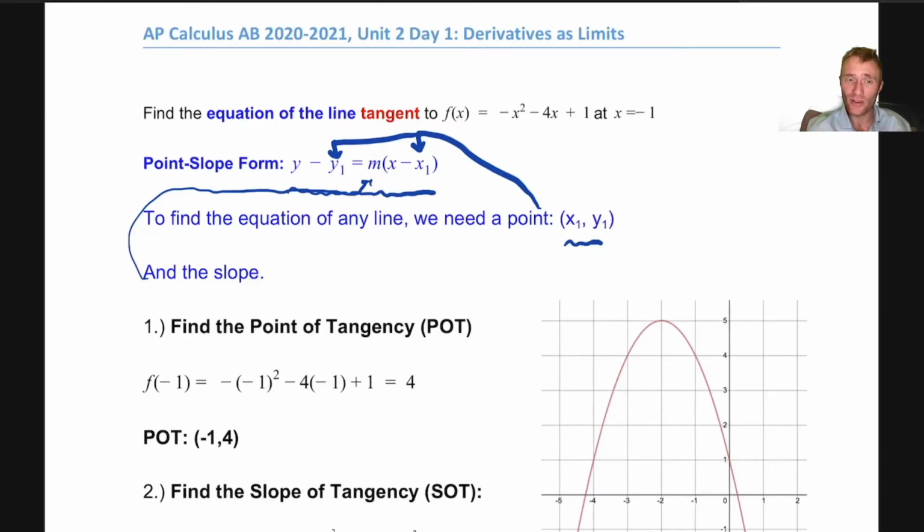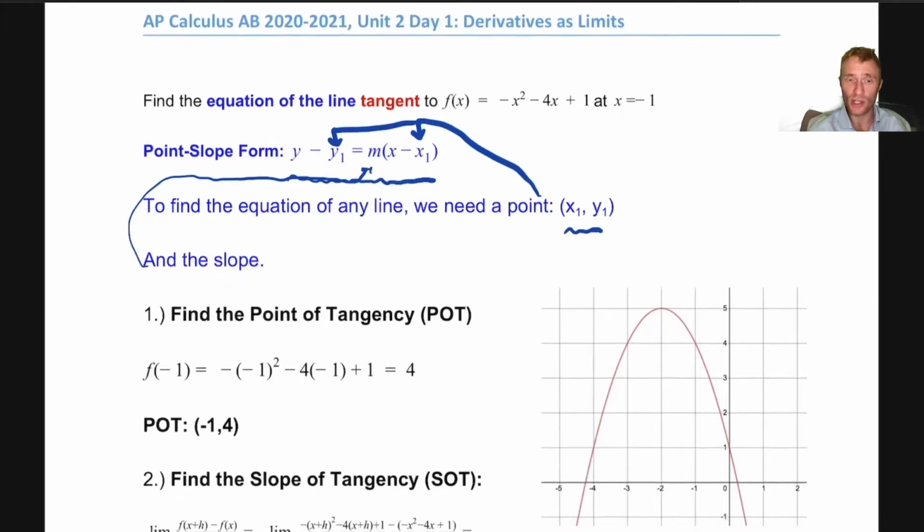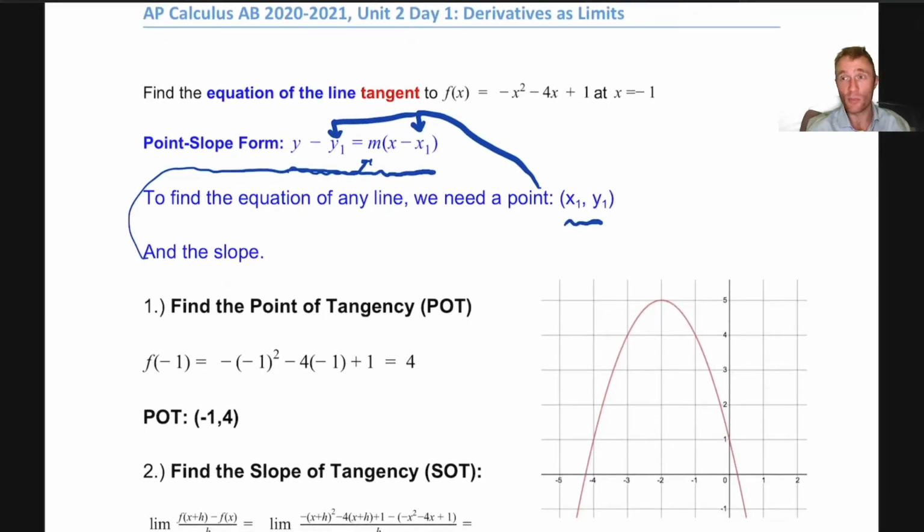If I ask you to find the equation of the tangent line, you always need two things. It's called point slope form for a reason. You need a point and a slope. So first we're going to find the point where this line is tangent. Well, they want to know, what is the equation of the line tangent when x equals negative 1? So literally all we're going to do is plug negative 1 in, because if it's tangent, it's on the original function. We plug in negative 1, we do our math, we get 4, we can check on the graph. Yes, our point of tangency is at negative 1, 4.